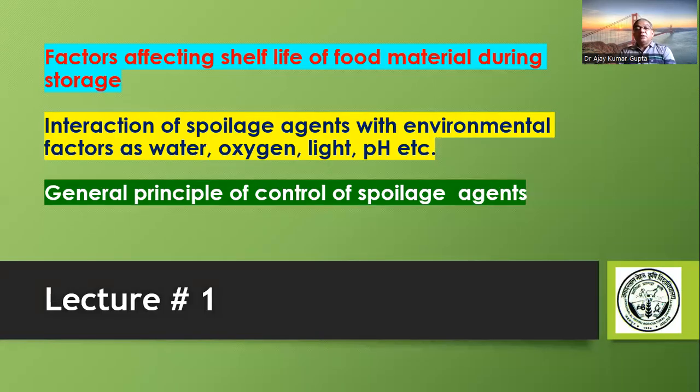So that way we will be covering the entire course content according to the given lecture plan. So from the next time onwards, we will be dealing with lecture number 1, that is the factors affecting the shelf life of the food materials during storage and interaction of spoilage agents with environmental factors such as water, oxygen, light, pH, etc. and the general principles of the control of spoilage agents.